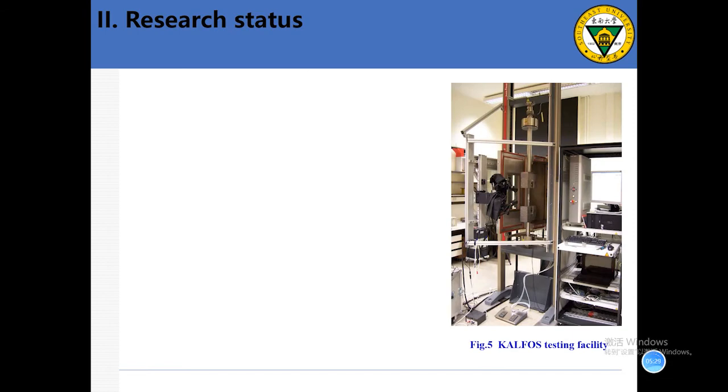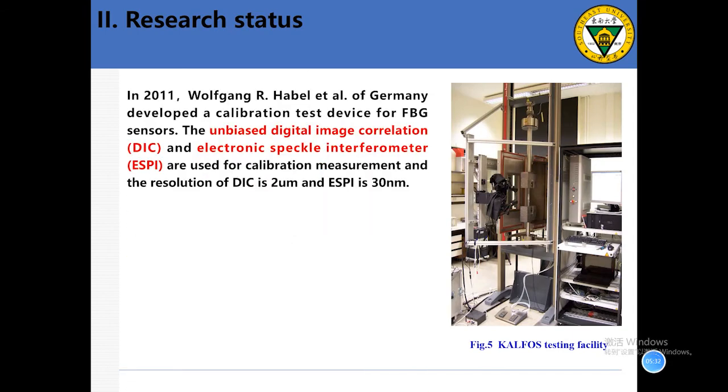Please look at the figure 5. Researchers in 2011 from Germany developed a calibration test device for FBG. The digital image correlation and electronic speckle pattern interferometry are used for calibration measurement, and the resolution of DIC is 2, and the ESPI is 30.